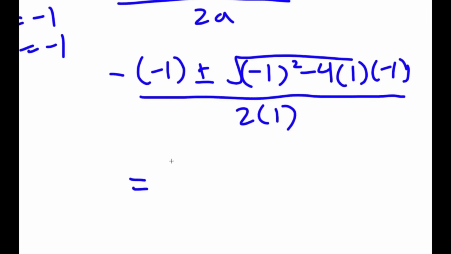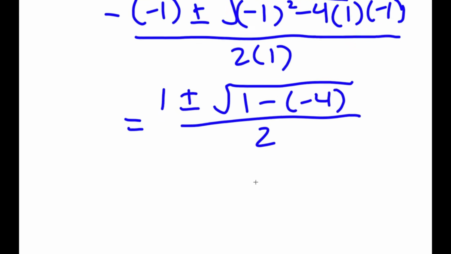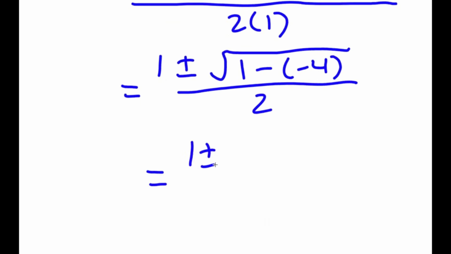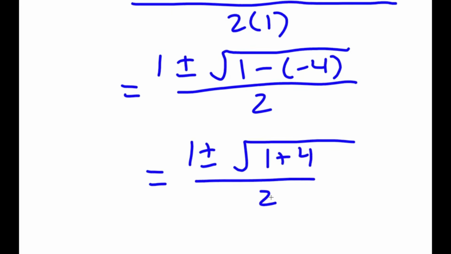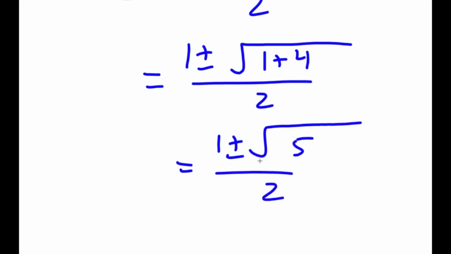Now negative of negative 1 is positive 1. So I have positive 1 plus or minus the square root of negative 1 squared is 1, minus 4 times 1 times negative 1, which is negative 4, divided by 2 times 1, which is 2. This is equal to 1 plus or minus the square root of 1 plus 4 over 2, which is 1 plus or minus the square root of 5 over 2. So u is equal to 1 plus or minus the square root of 5 over 2.